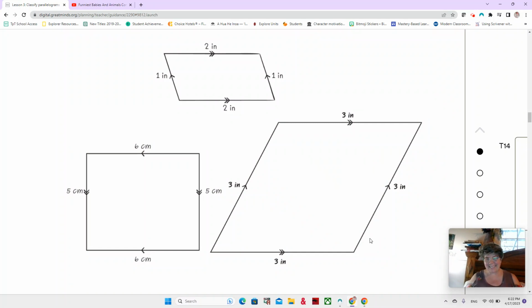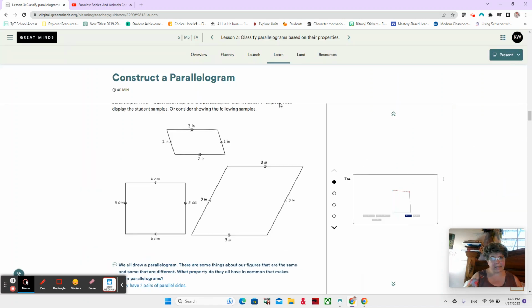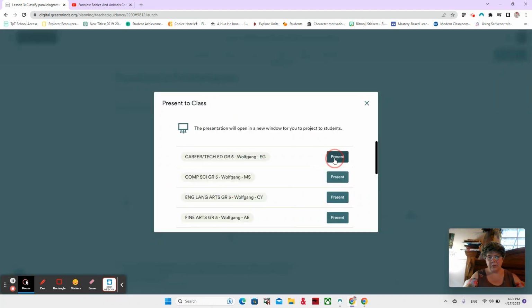What do you notice about the side lengths of the parallelograms that we have here? You notice something about the side lengths? Right. The opposite sides of parallelograms always have the same length. Okay? But let's look at some more examples. And I'm going to need to open this. Let's see if we can get to it quickly.